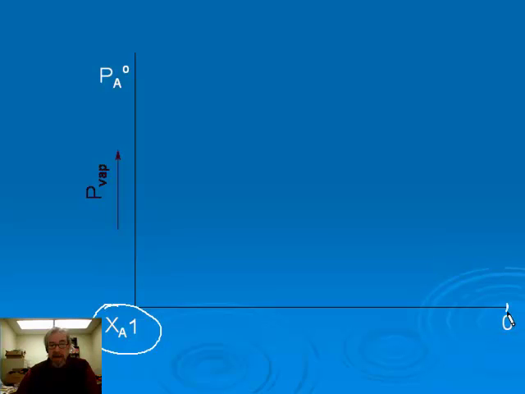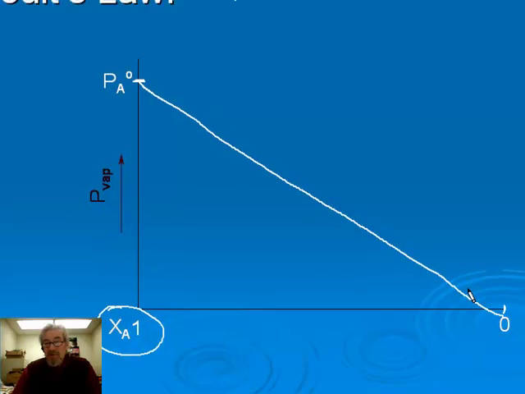If we have pure A, then the vapor pressure would have to be the vapor pressure of pure A, PA naught, or degree sign. And since it's a linear relationship, we can see a straight line develop as we go from pure A to no A. So the lower the mole fraction of A, the lower the vapor pressure will be. In other words, the stronger the solution, the more concentrated the solution, the more solute is present, the lower the vapor pressure will be. That's Raoult's law.